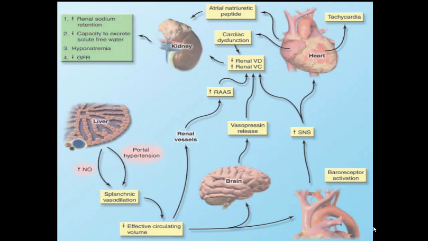In patients who are cirrhotic, there is increased nitric oxide production, and because of the portal hypertension, there is splanchnic vasodilation, which decreases the effective circulating volume. Now what this causes, it increases the RAS stimulation, it stimulates the brain, causing vasopressin release, and also your baroreceptors, increasing the sympathetic response. So what is this? It causes the vasoconstriction of the renal vessels. Thus, there is increase in renal sodium retention, decreased capacity to excrete free water, causing hyponatremia and decrease in GFR.